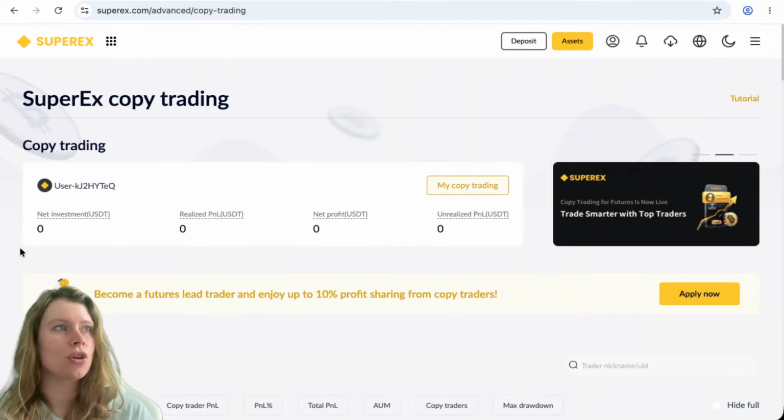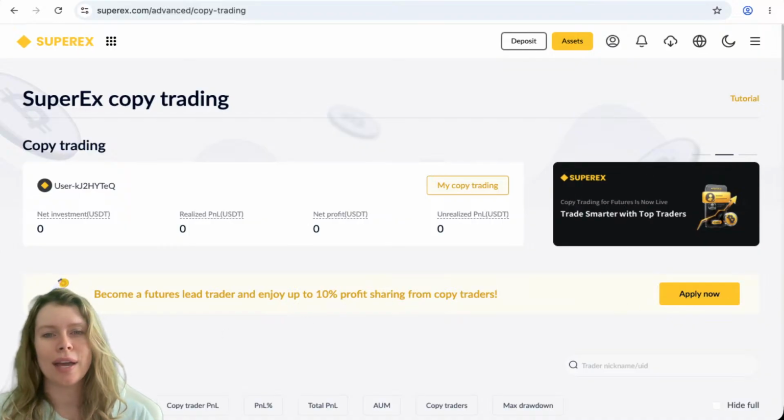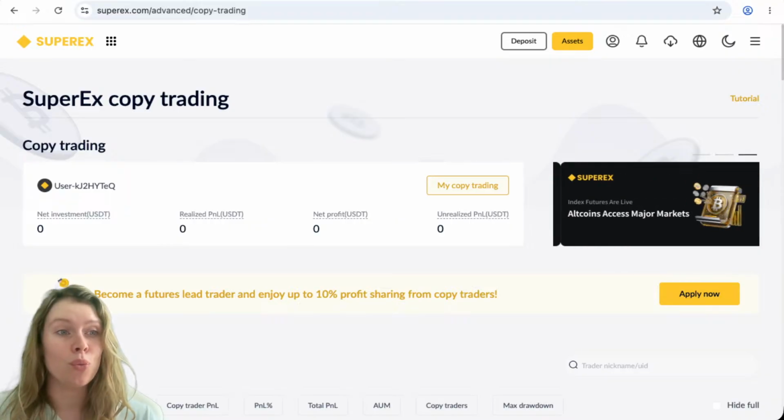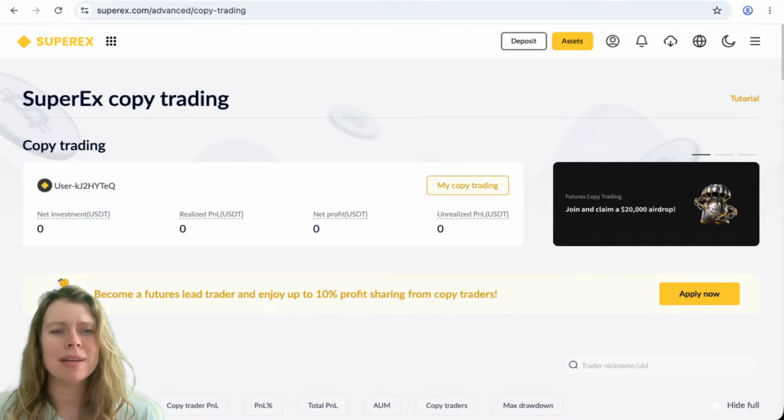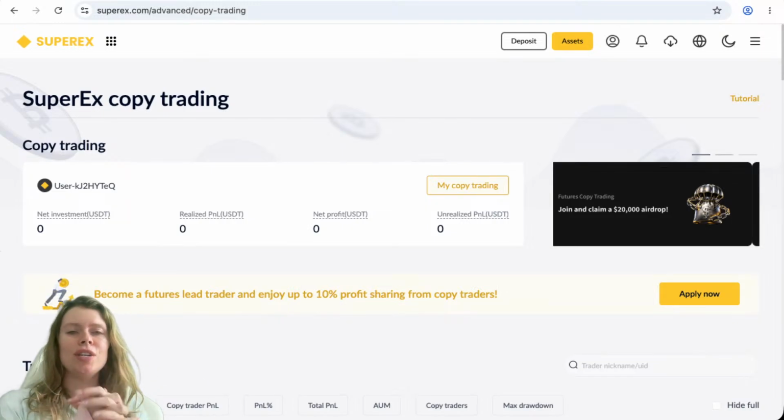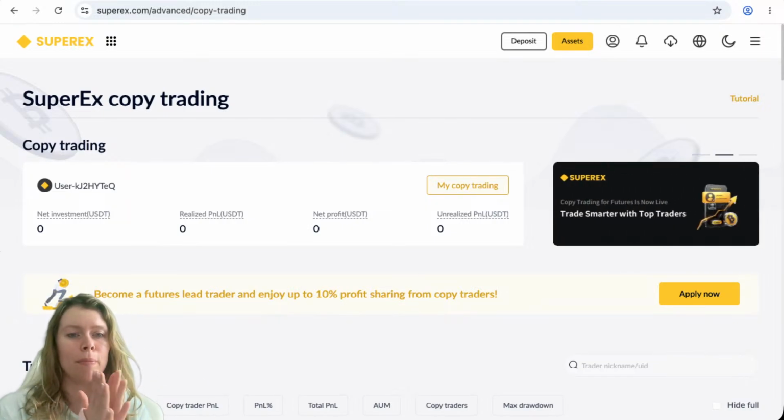All right, once that has gone through, you will be able to go look at your history of everything and make sure that you can keep an eye on what is actually happening. But yeah, so that's kind of the gist of how to do copy trading.